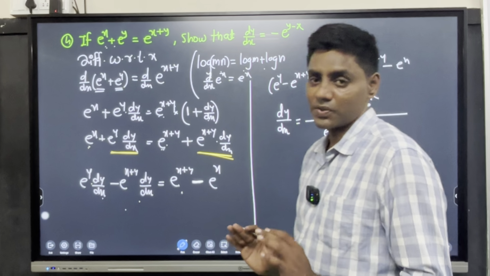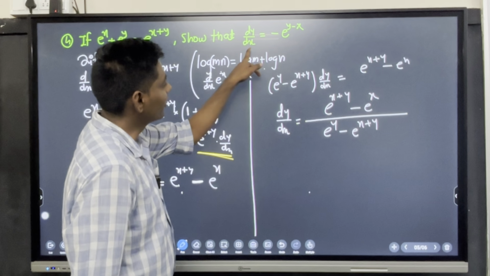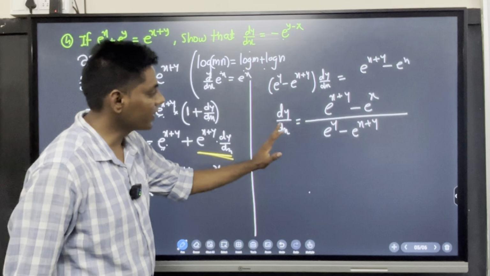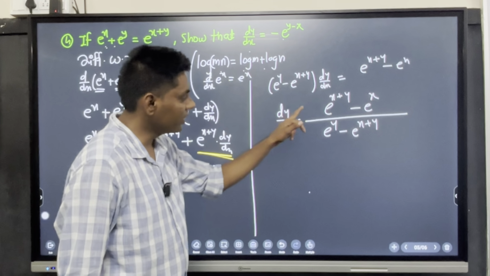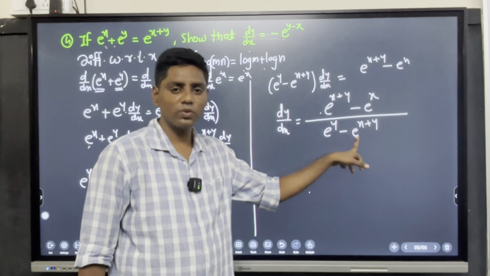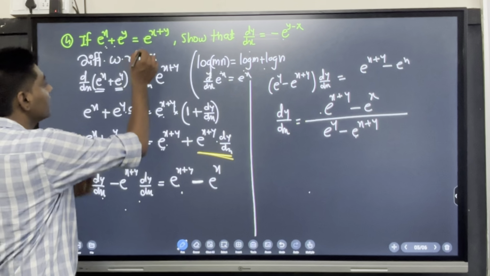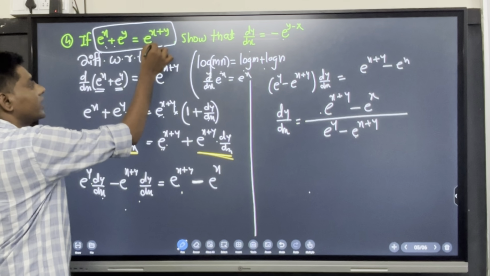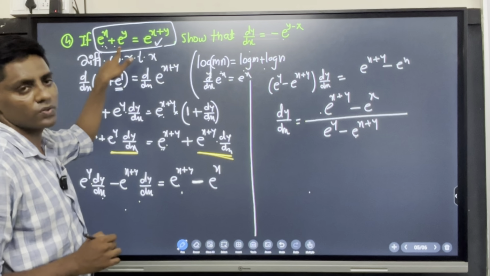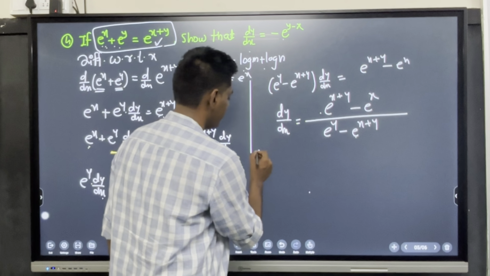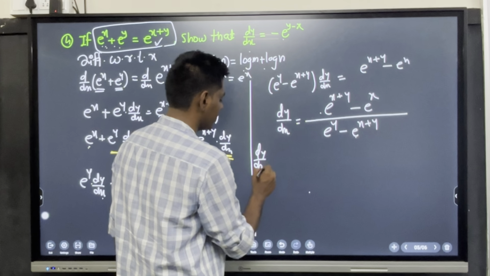So this is our answer. But what is given? We have to solve this. So definitely we have to elaborate some terms. But when we observe here e raised to x plus y and here e raised to x plus y, if you observe the question, the answer is already given. So we can replace e raised to x plus y by e raised to x plus e raised to y. So simple substitution.